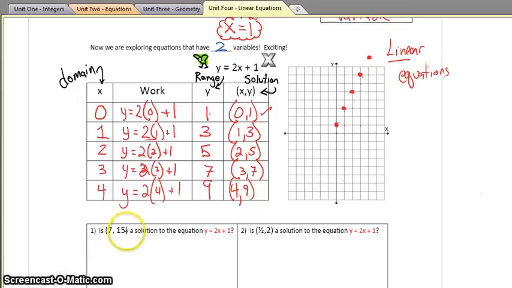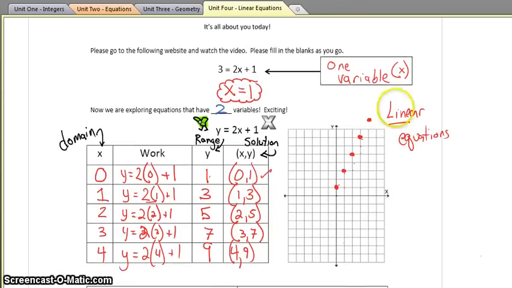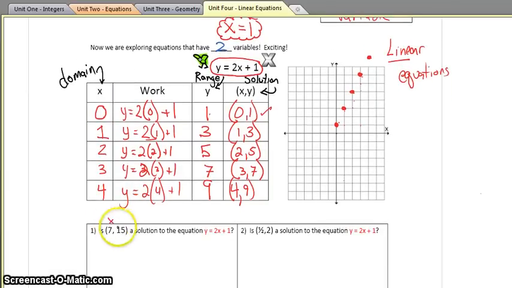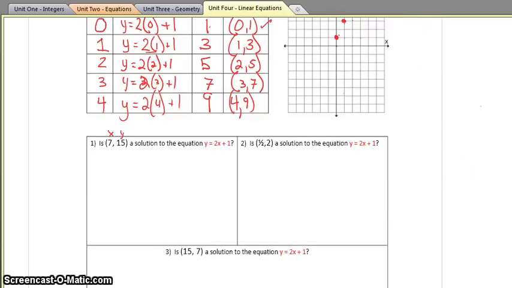Is 7 comma 15 a solution to y equals 2x plus 1? Well, that's the linear equation we have right here, circled in red. And I don't have that in my table. I'm sure I could plug x in my table and see if the y comes out. But instead, we're gonna check if it's a solution by doing this. We're gonna write down the equation, y equals 2x plus 1. Then we're gonna substitute. X is the 7, 2 times that plus 1, and y is 15.